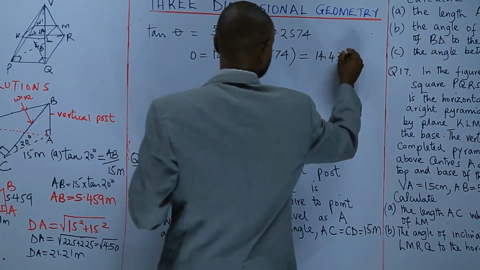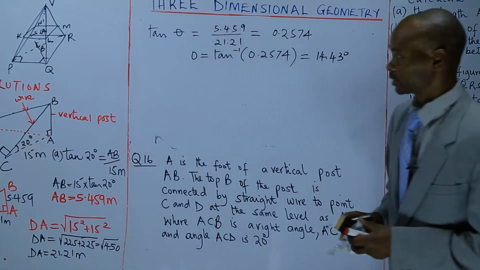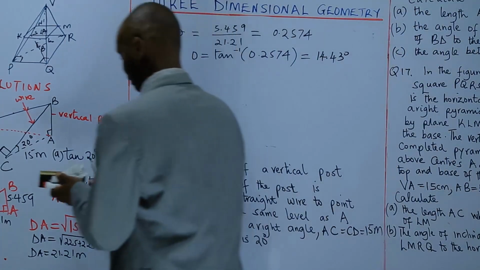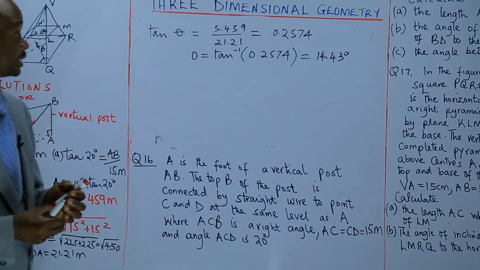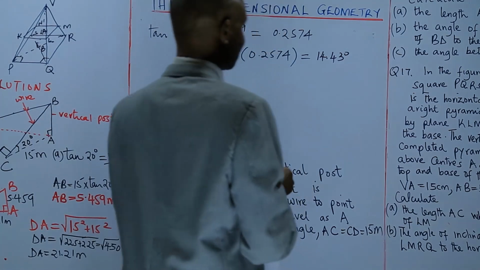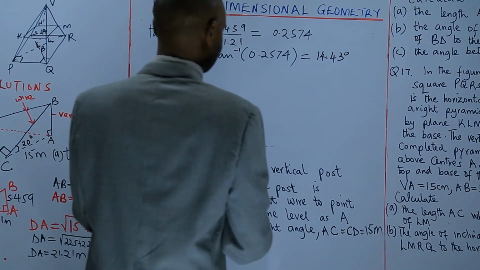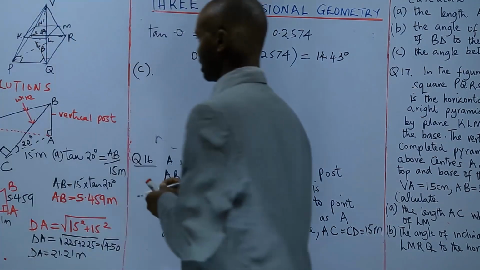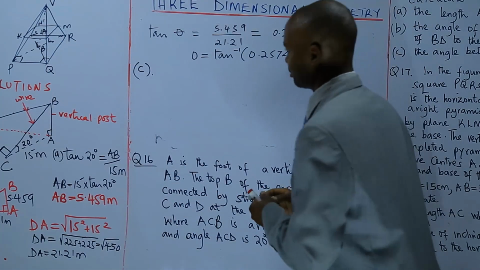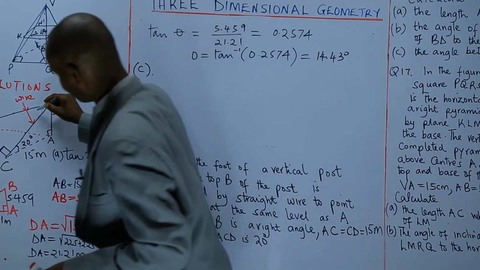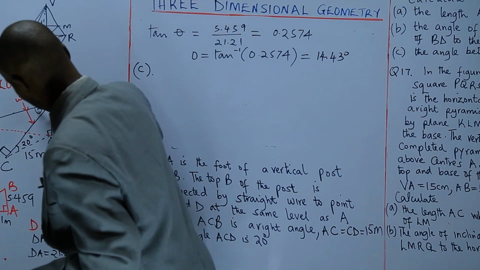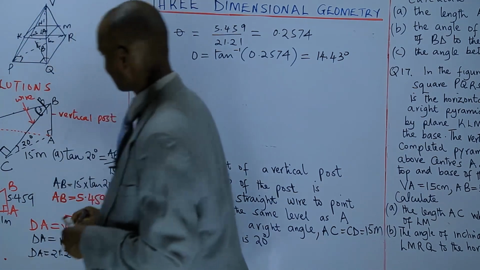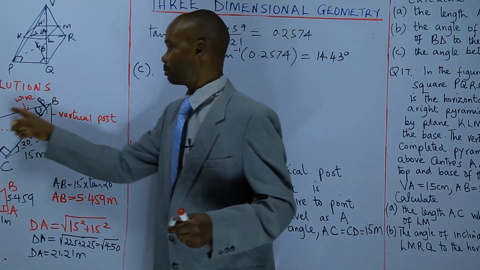14.43 degrees. That is the angle of inclination. So you look at the steps. We move to C. Angle between CB and DB. Look at C. Angle between BC. They are looking for this angle. I can call it alpha. This is the angle between BD and BC.